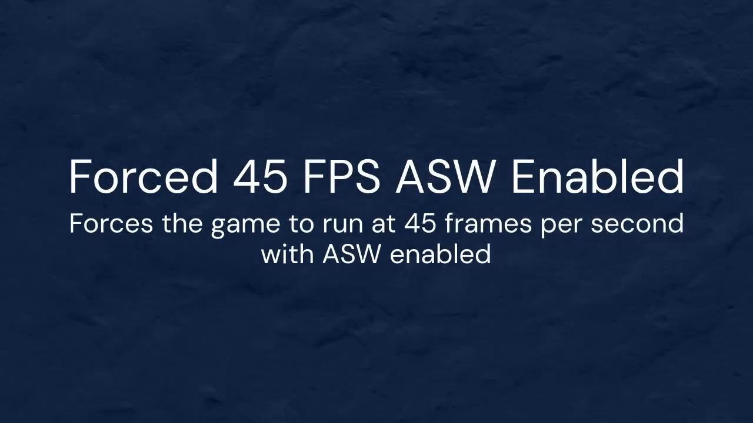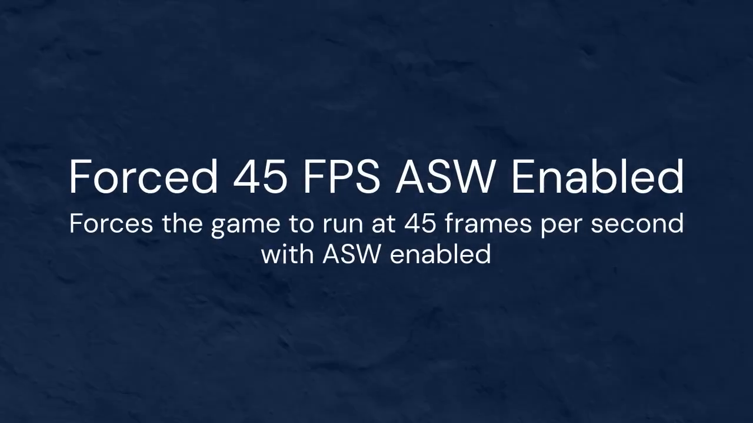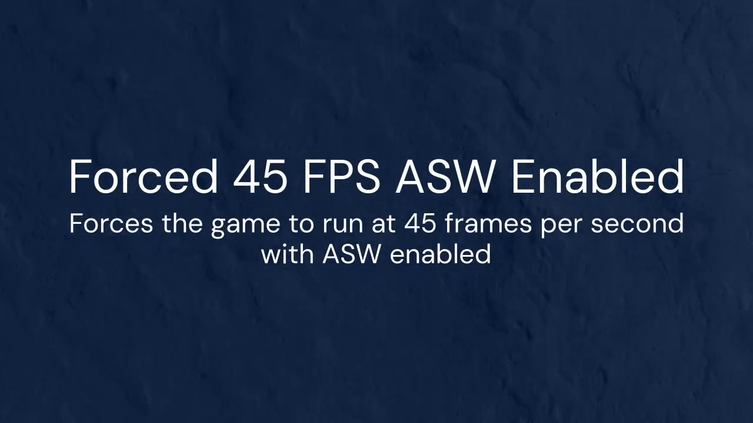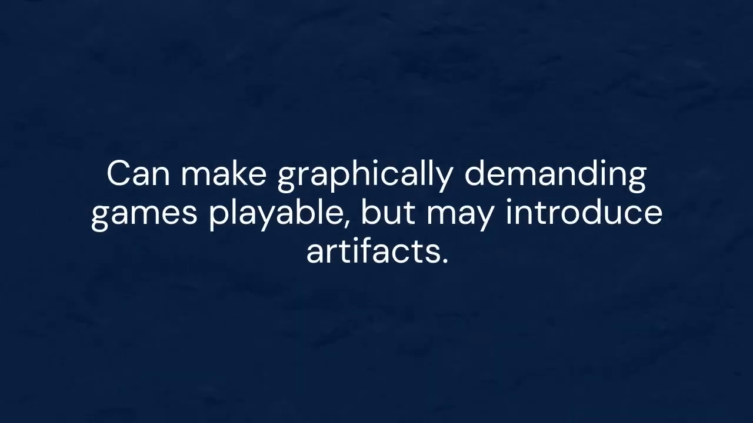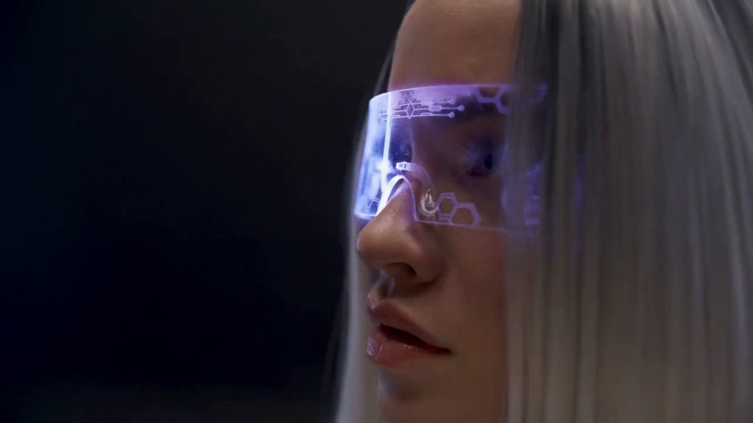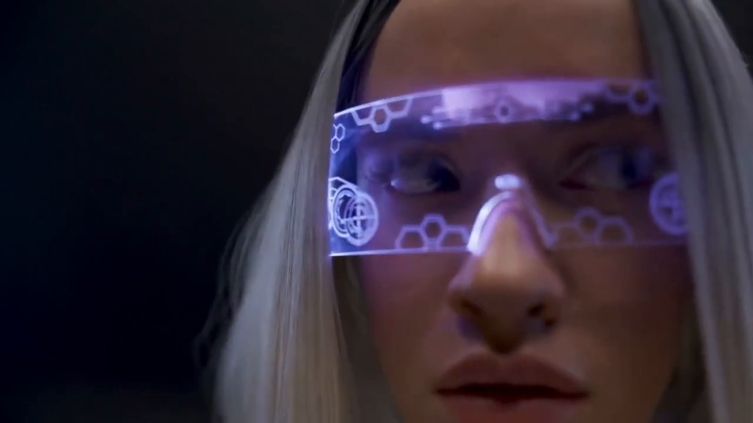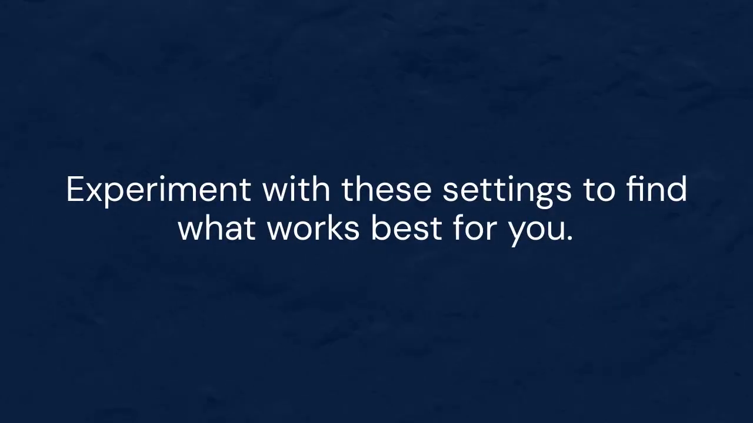The forced 45 frames per second ASW enabled option forces the game to run at 45 frames per second with ASW enabled. This can make graphically demanding games playable, but it may introduce artifacts. The forced 1/2 refresh rate ASW enabled is similar but more aggressive. Experiment with these settings to find what works best for you.